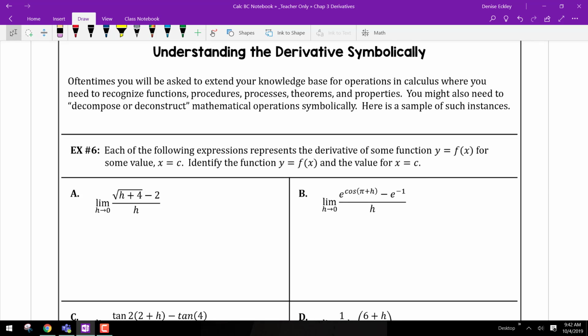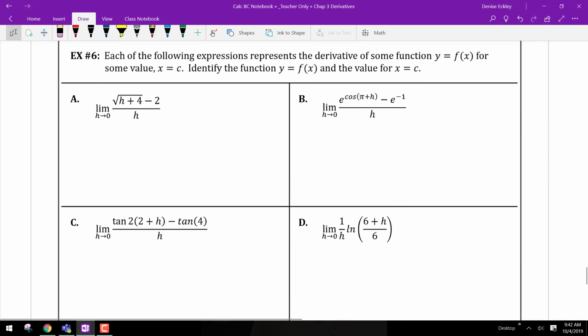So for example 6, each of the following expressions represents a derivative of some function, y equals f of x, for some value c. So we're supposed to figure out what the function is and the value of c. Okay, so what you want to recognize here is that we have our difference quotient for our derivative, and we have a square root here. And so we're looking at this formula here. Let me just write it over here on the side.